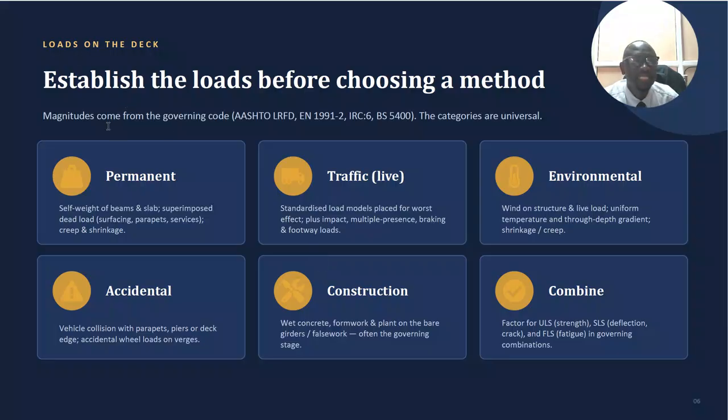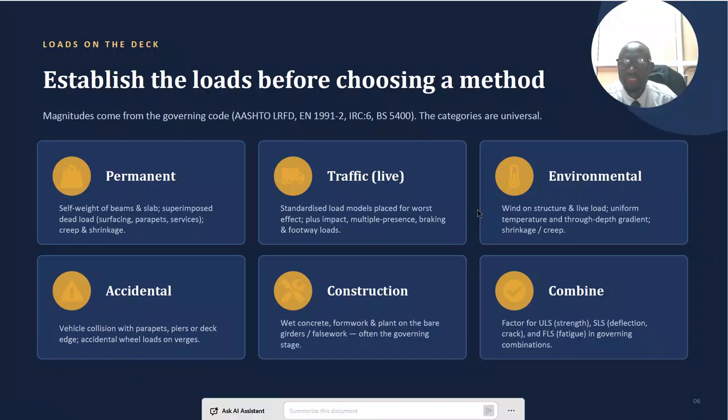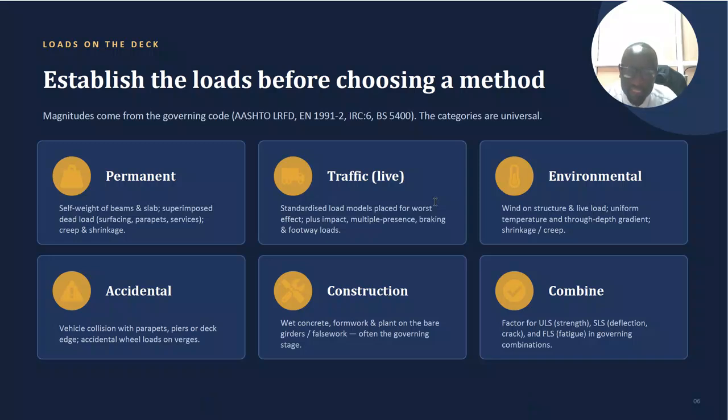Loads on the deck. Establish the loads before choosing the method. Magnitudes come from the governing code. You can use AASHTO, EN, IRC, BS. The categories are universal. Permanent, they are here. Traffic, they are here. Environment, they are here. Accidental, construction, combined. All that you need to at least read and get some knowledge about. Also, on construction density, the material density is where you can generate the load from. All you need to read.